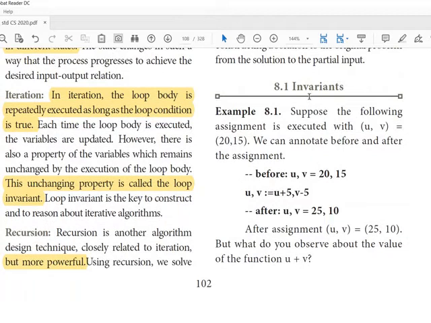Now, we'll see what is invariance. Consider an example program. u, v = 20, 50. That means the variable u has the value 20 and v has the value 50. So the starting state of u, v is 20, 50. Then u = u + 5, v = v - 5. Now 20 plus 5 is 25, and 50 minus 5 is 45.